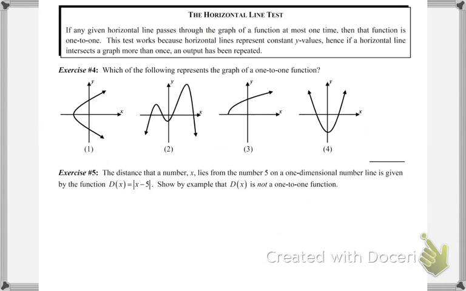So which of the following represents the graph of a one-to-one function? Well, first of all, it's got to be a function. So 1 is not a function because it doesn't pass the vertical line test. 2 is a function, but it is not a one-to-one because it doesn't pass the horizontal line test. 4 passes the vertical, but does not pass the horizontal. Number 3 passes both vertical and horizontal line test.